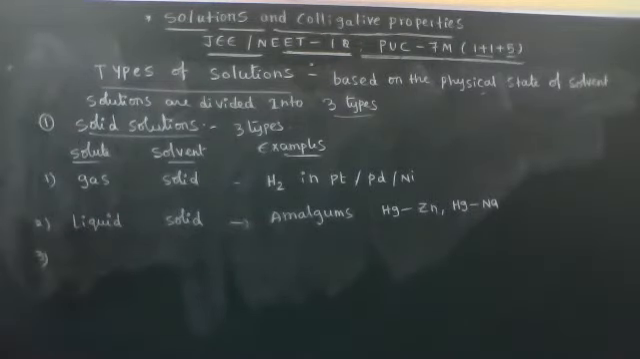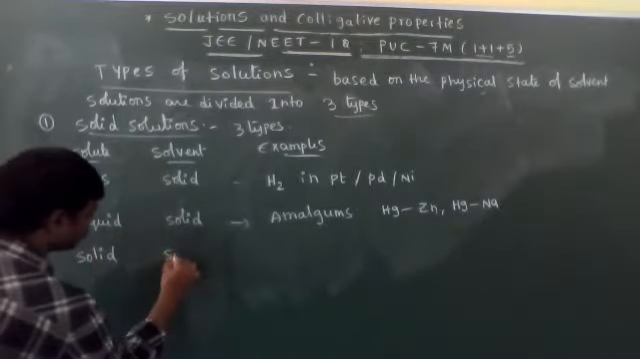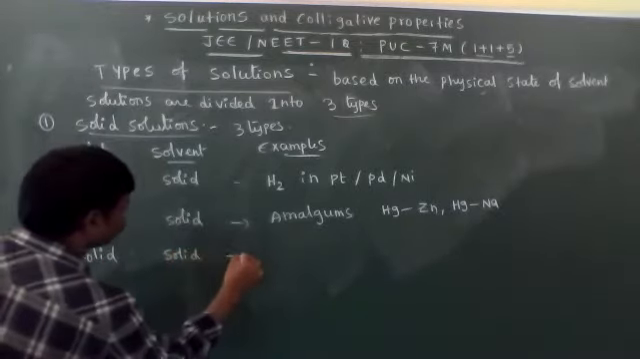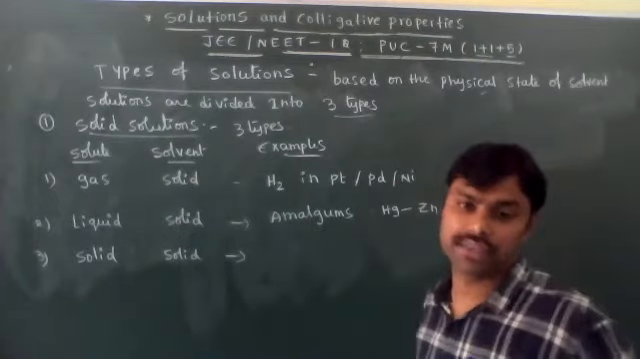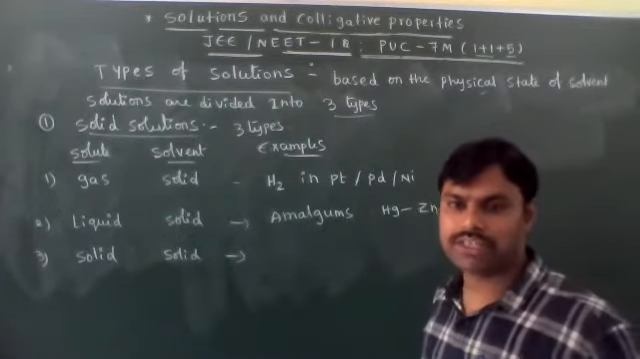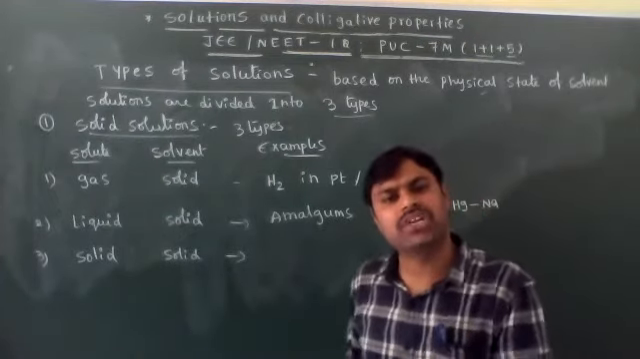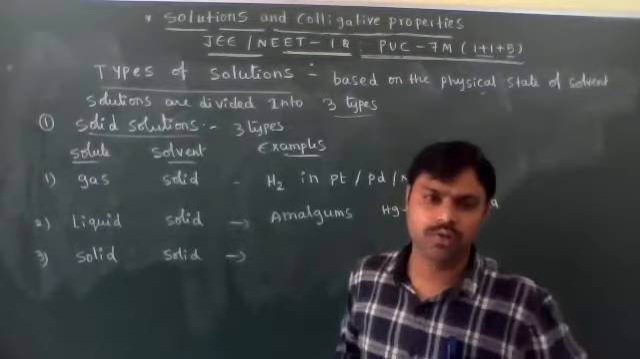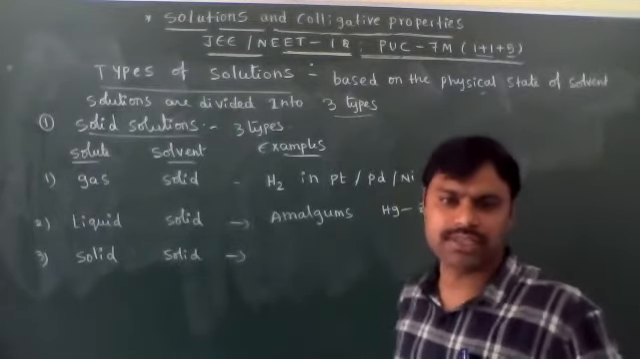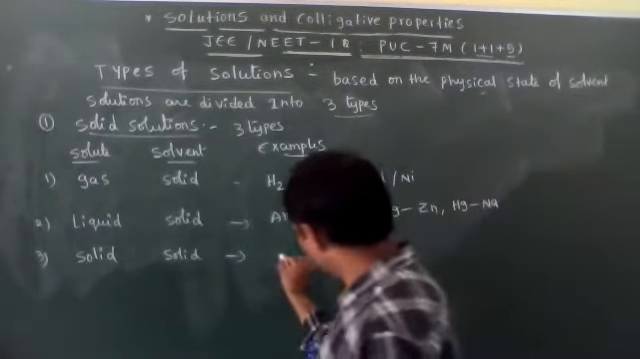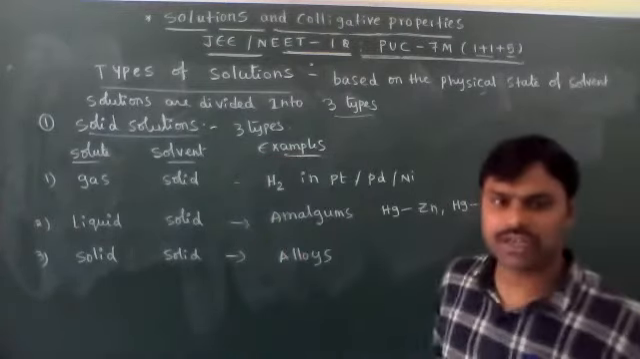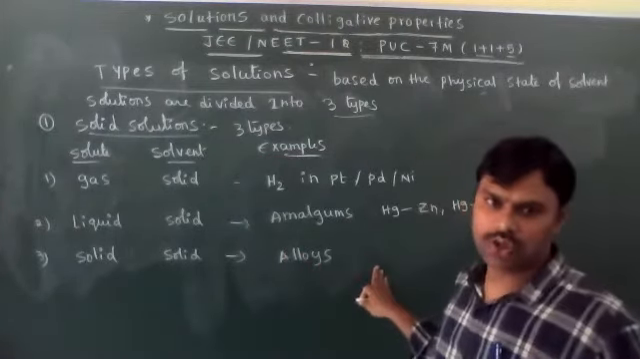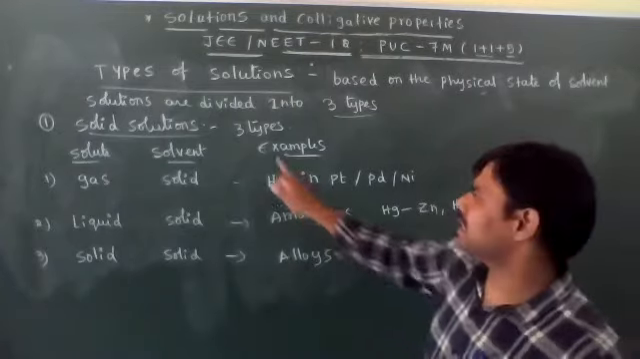The third one is solid in solids. The solid in solid solution examples are alloys, like gold ornaments. The gold ornaments we are using are a homogeneous mixture of copper and gold. That's what is called alloys. So alloys are the examples for solid in solid solutions.